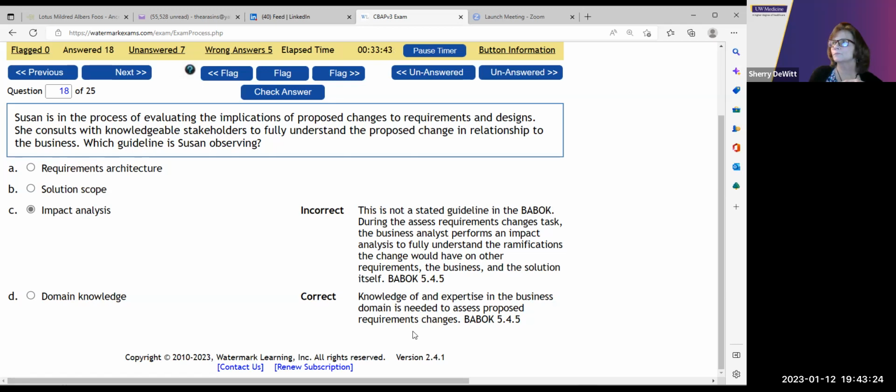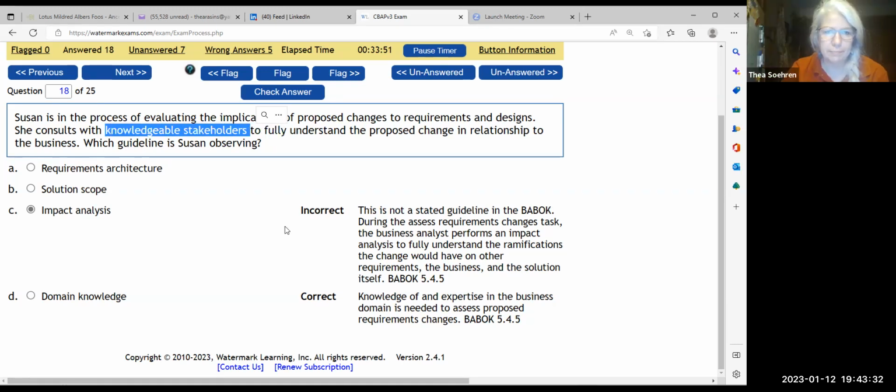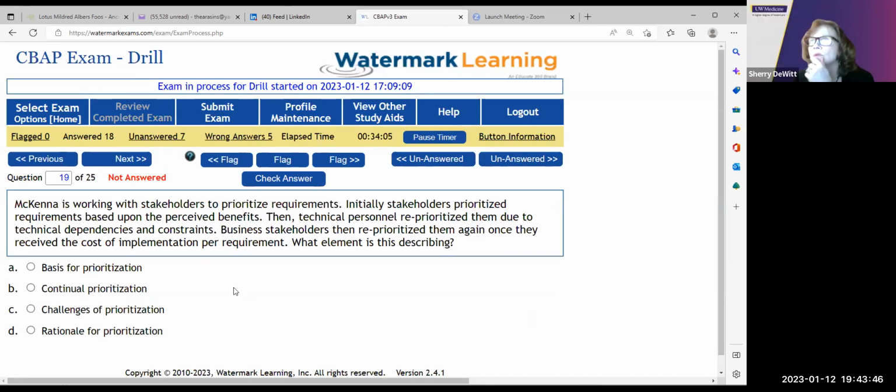Interesting. So the key here is she consults with knowledgeable stakeholders to understand the proposed change. That is the correct thing to look at. The knowledgeable stakeholders is maybe a code word for domain SME, who would have domain knowledge. Really interesting, this change.